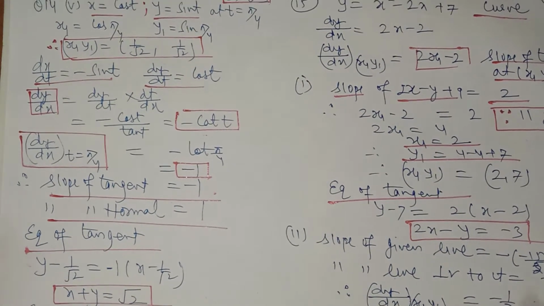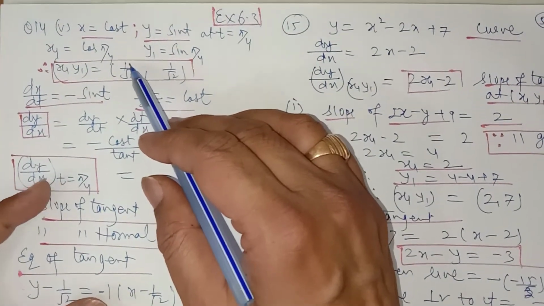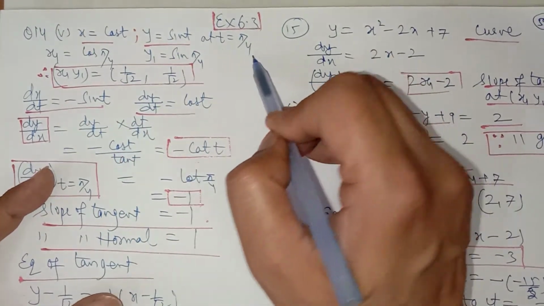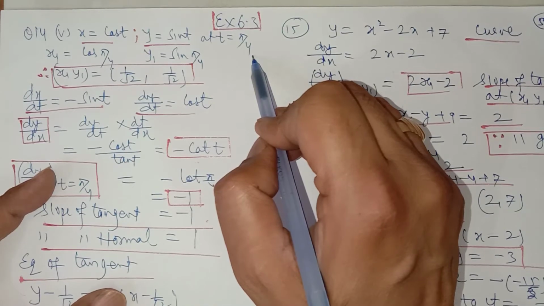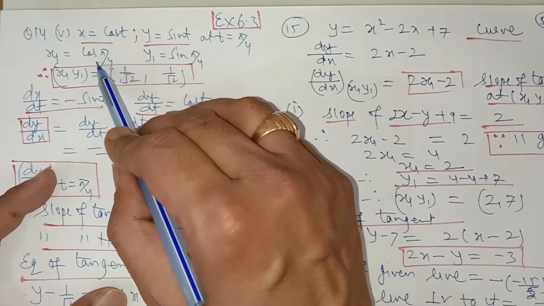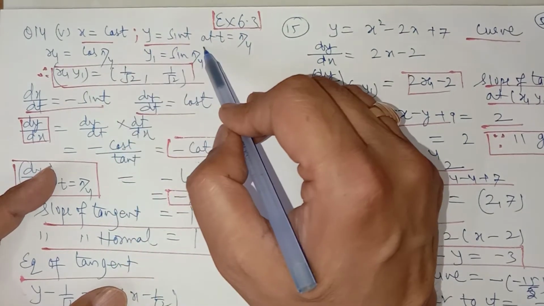Question 14, 5th part. Again, the parametric form of the equation is given. You have to find the equation of the tangent at t equal to pi by 4. So you can find the equation of the tangent by differentiating and finding it by the chain rule.